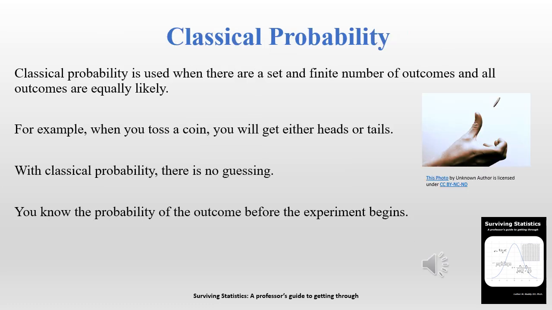The first method of determining probability that we'll talk about is classical. And classical is where we have a set number of outcomes and all outcomes are equally possible. So for example, if you flip a coin, you know it's either going to be heads or tails. And if it's a fair coin, the possibility of a head or tail is exactly the same. The same thing is true with rolling a dice. If you roll a single die, you have a possibility of getting a 1, a 2, a 3, a 4, a 5, or 6. So we know the probability of the outcome even before the experiment begins.